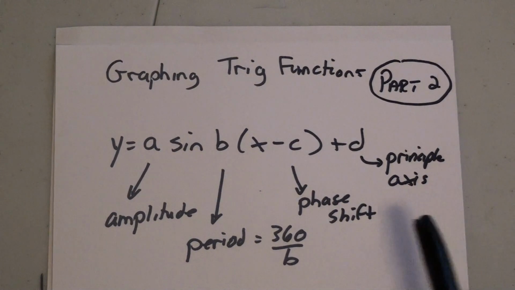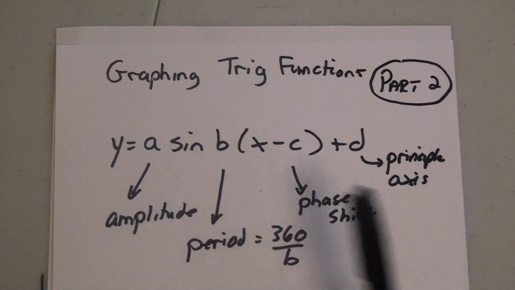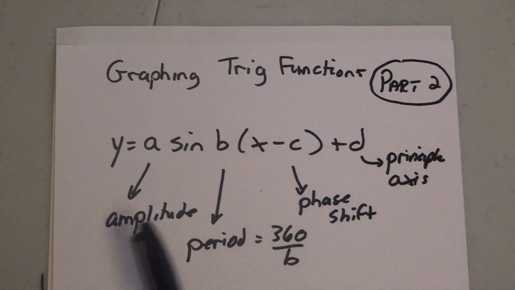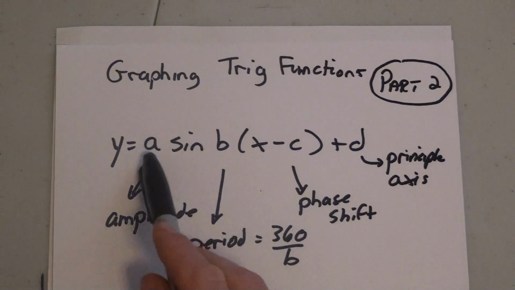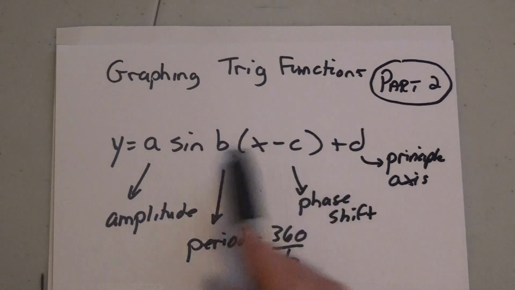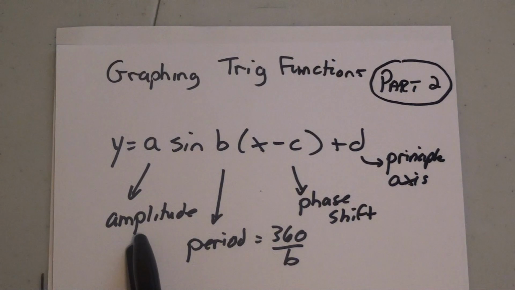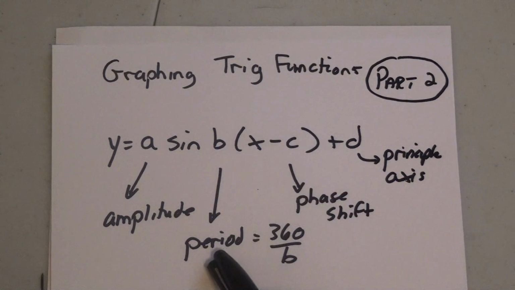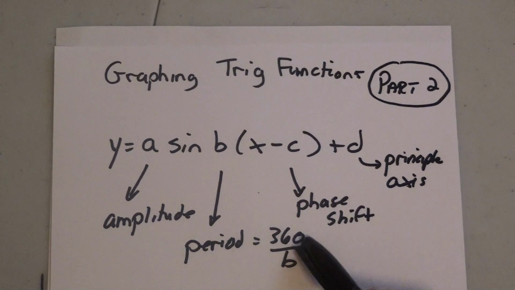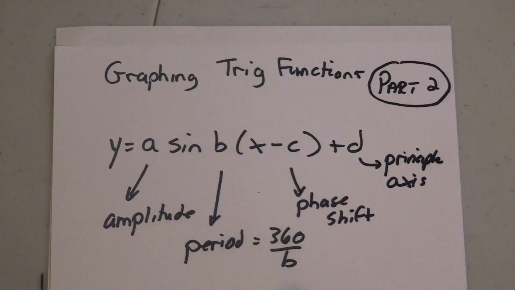When you go to graph trig functions, I'm going to expand on what we did before, and we're going to do the different transformations and translations. There are four major ones, and what they do depends on where they are in the function. In the A spot, it affects the amplitude. The B spot will affect the period by doing a little equation of 360 divided by B. You end up dividing by the value right there.